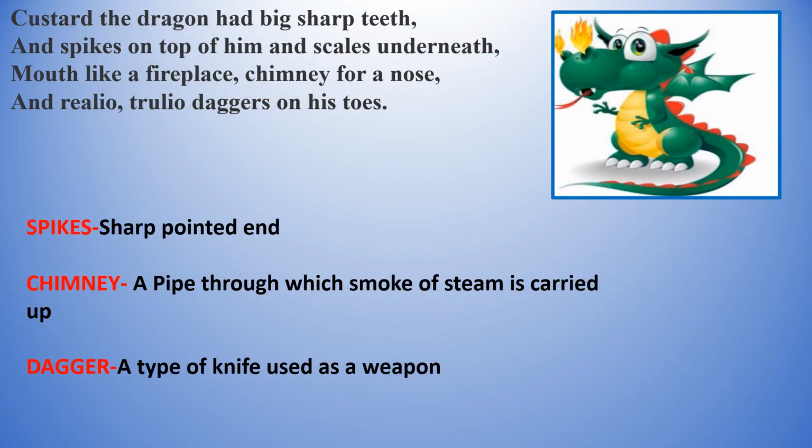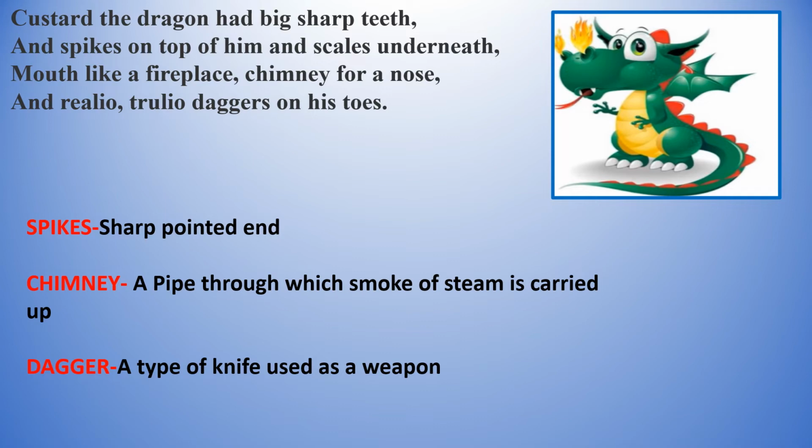Let's discuss the third stanza, dear children. "Custard the dragon had big sharp teeth, and spikes on top of him, and scales underneath. Mouth like a fireplace, chimney for a nose, and real and true daggers on his toes."